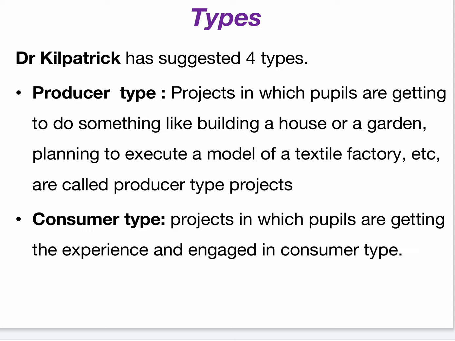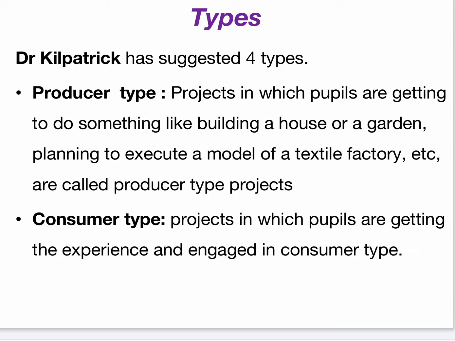Coming to the types, Dr. Kilpatrick suggested 4 types of project method. The first is producer type. So producer type projects are projects in which people are getting to do something like building a house or a garden, planning to execute a model of a textile factory, etc. And these are called producer type projects. So here basically a task is given, and finally at the end of the project the student is making up a model or bringing a new product.